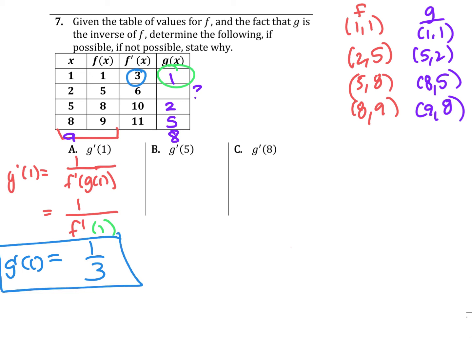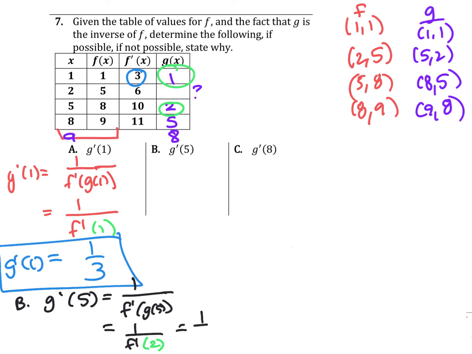I'm going to come down here to do b because I don't think I'm going to be able to fit it in that teeny tiny space. G prime of 5 is going to equal 1 over f prime of g of 5, which is going to be 1 over f prime of, let's see if we can find g of 5. G of 5 is 2, so I'm going to have 1 over f prime of 2. And if I look, f prime of 2 is 6. I'm going to get 1/6. So g prime of 5 is 1 over 6.